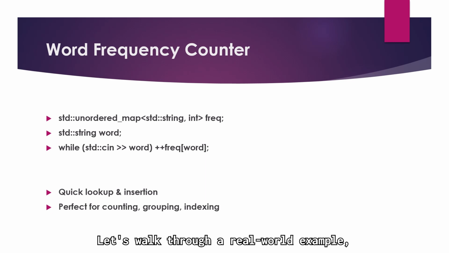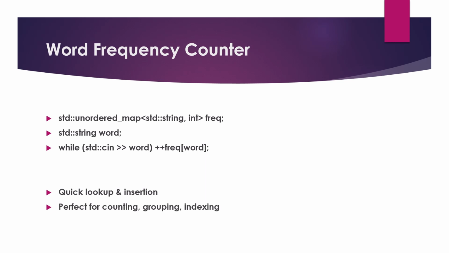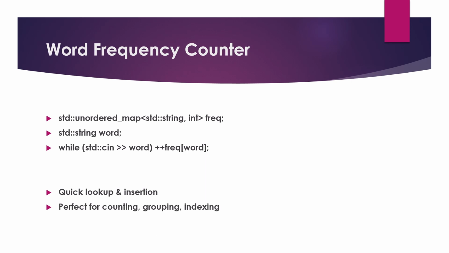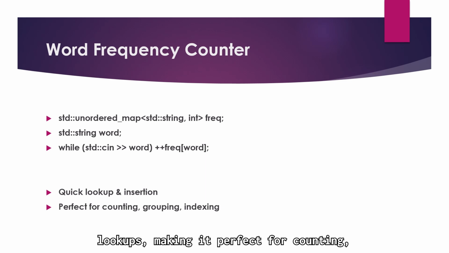Let's walk through a real-world example: counting word frequency. Here each word is read from input and its count is incremented. Why unordered map this time? Because it gives us constant time insertions and lookups, making it perfect for counting, indexing, and grouping data efficiently.